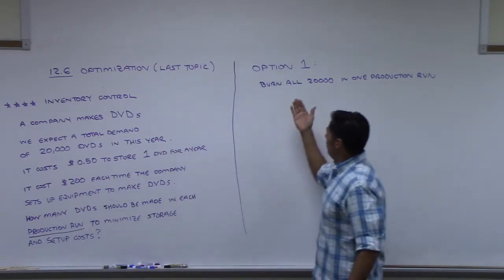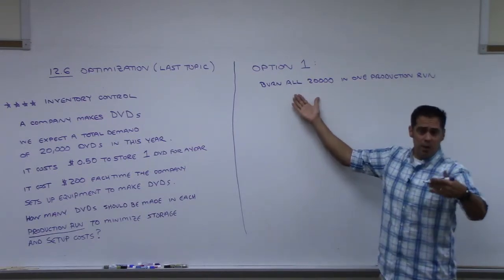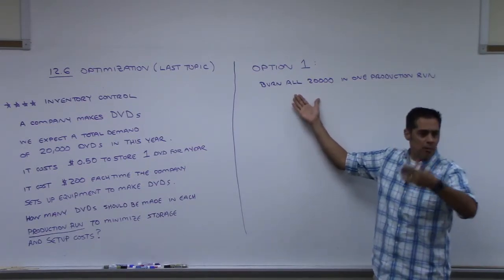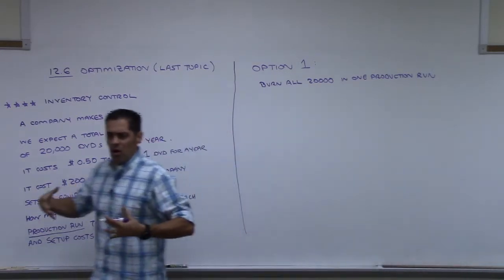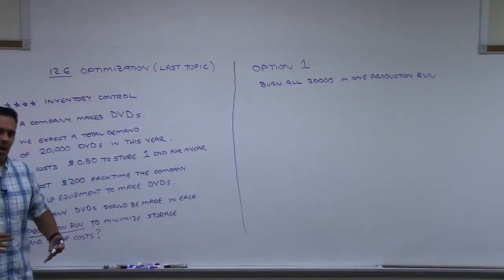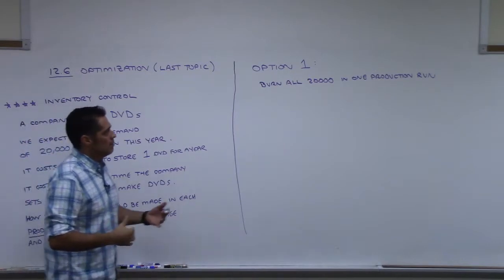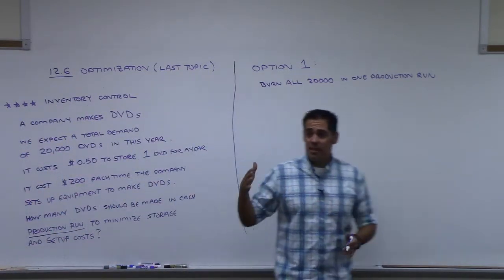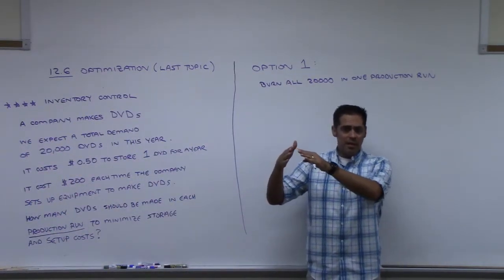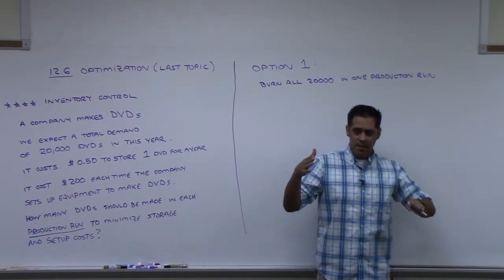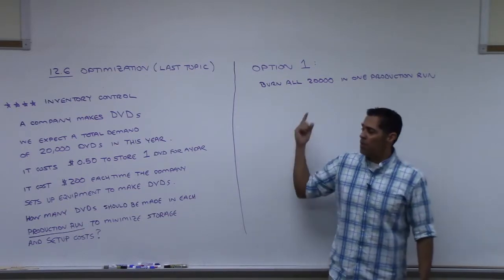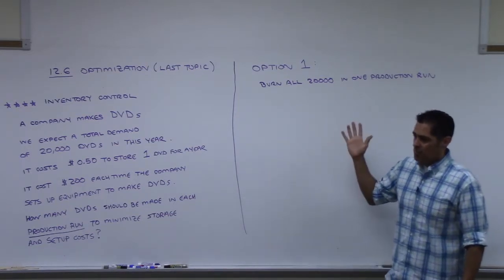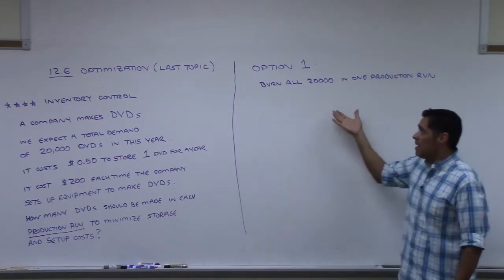Now, the pro to this, the good part of this is that we only have to set up the equipment one time, right? So we only have to pay that $200 setup cost once. But what's the drawback? We've got to store 20,000 DVDs and slowly let them get purchased away throughout the year, right? So we're going to be storing a lot of DVDs, but only one setup cost. Okay? Make sense? So maybe that's the best way to do it.